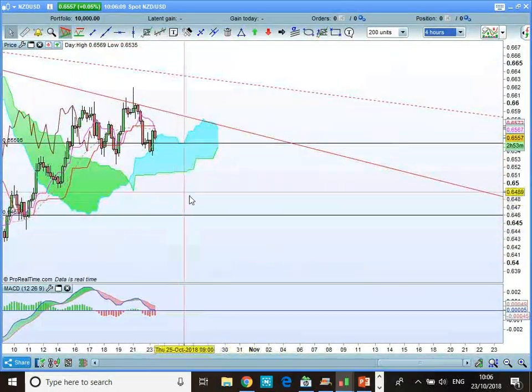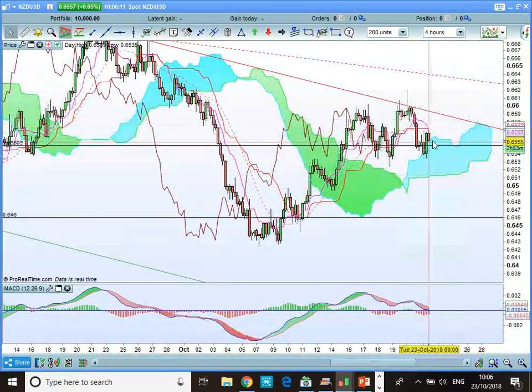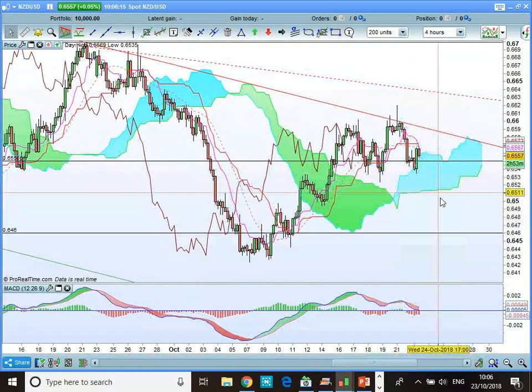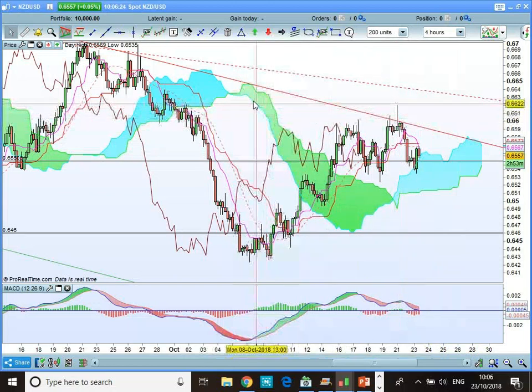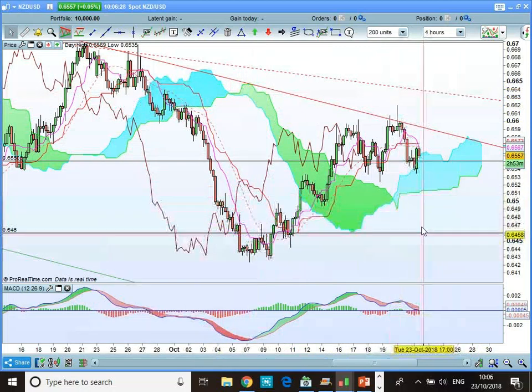4-hour chart. Fighting for support here on the top end of the cloud. We have an uptrend in place on a 4-hourly chart basis, so watch out to see if the support will hold. If support holds, we're going to see a rally back up to this high here of 66.19, and then the top end of the cloud, this resistance zone there at 66.36.